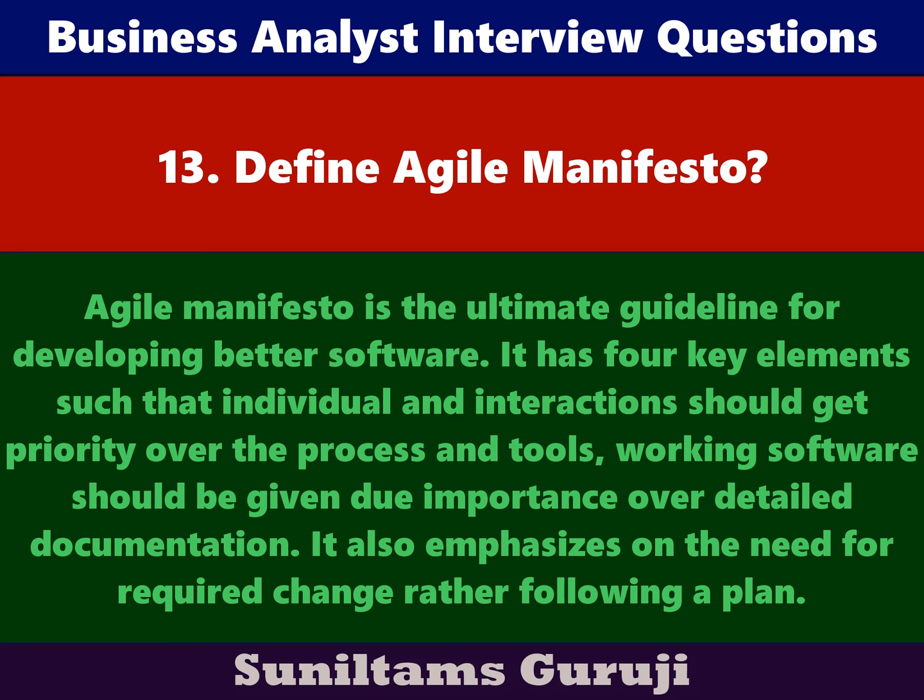Define Agile Manifesto. Agile Manifesto is the ultimate guideline for developing better software. It has 4 key elements such that individual and interactions should get priority over the process and tools. Working software should be given due importance over detailed documentation. It also emphasizes on the need for required change rather than following a plan.